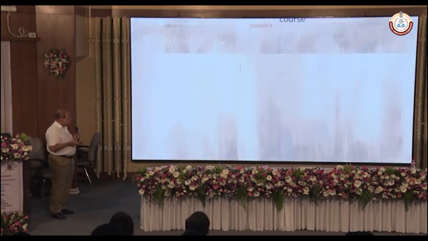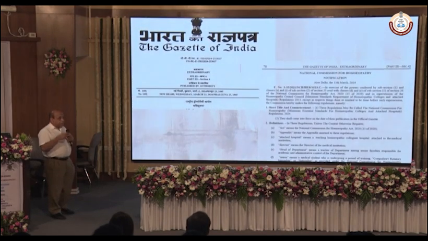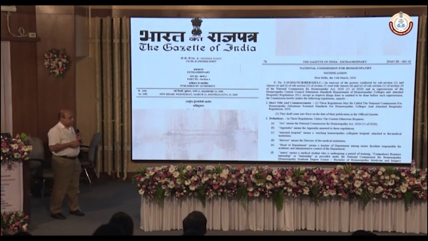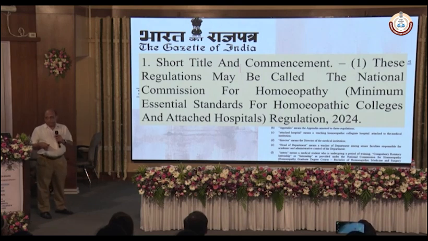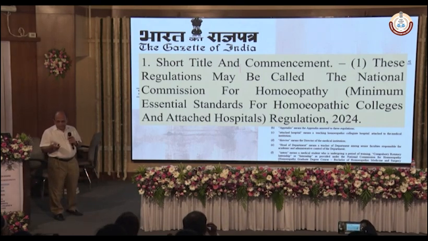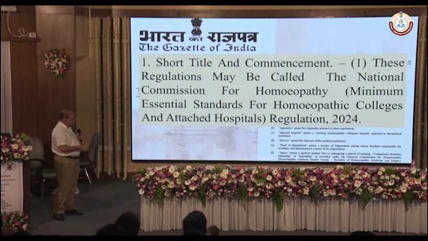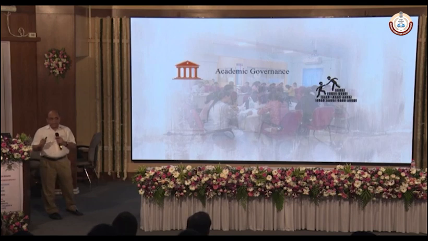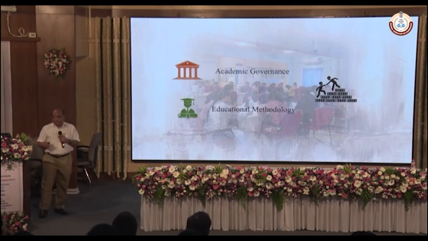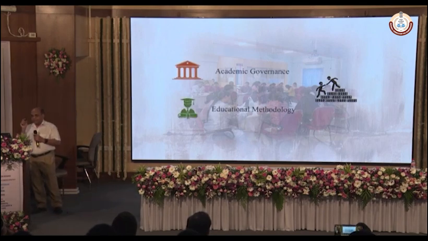And then, for implementing, this is where the implementation part comes. For implementation, the first requirement is that we should be compliant with the new minimum essential standards. Only if we have all these things, the rest of the things can fall in place. And then, what is that requirement? The requirement of training or capacity building is at two levels. One is for the academic governance, and second is what is called the educational methodology.